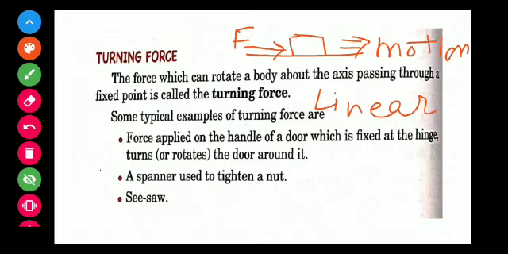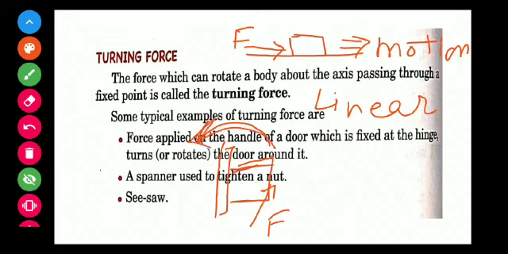In the second case, if we apply a force on a door, this is your door, in that case there is a turn, meaning circular motion is there, or after applying a force there is a turning effect. In both the cases the effect of force is different.